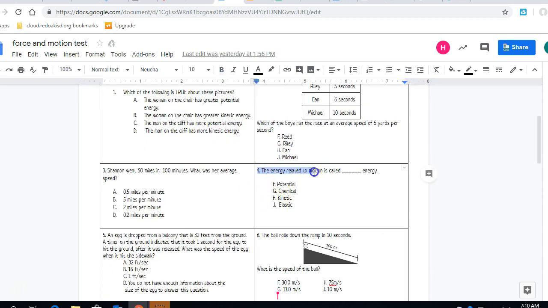Question 4, the energy related to motion is called blank energy. Is it F, potential energy, G, chemical energy, H, kinetic energy, or J, elastic energy?